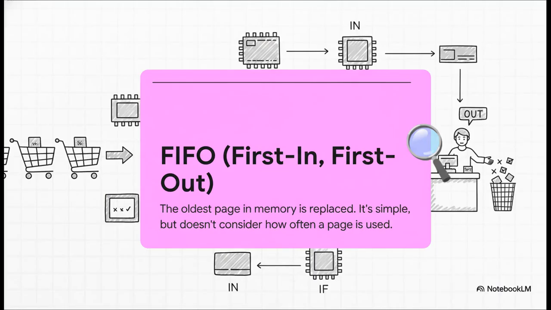So the simplest idea is FIFO, or first in, first out. It's literally just like a line at the grocery store. Whichever page has been sitting in memory the longest is the first one to get the boot when a new page needs to come in. It's super easy to code, but it has a huge flaw. It has no idea if that oldest page is actually really important and being used all the time.